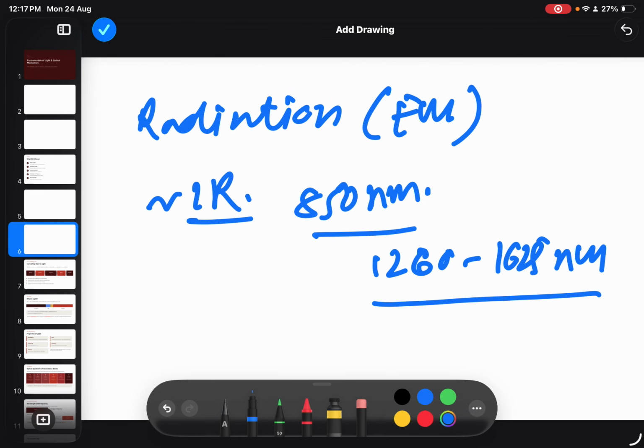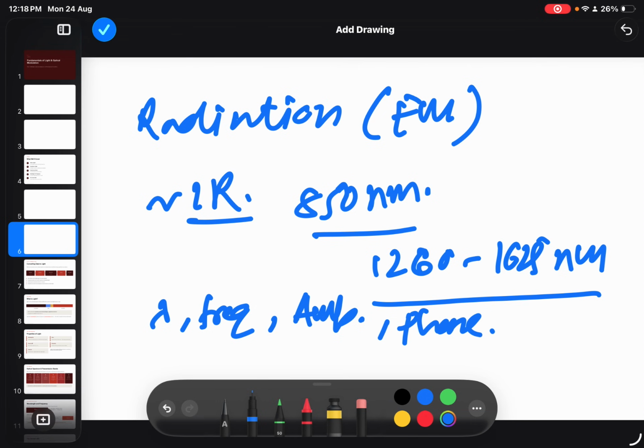Later we will also discuss that light exhibits both wave behavior as well as particle behavior. The key properties of light are basically your wavelength, which can also be converted into frequency. We have amplitude, we have phase. So one by one we will discuss these things. Then we also talk about polarization of light.